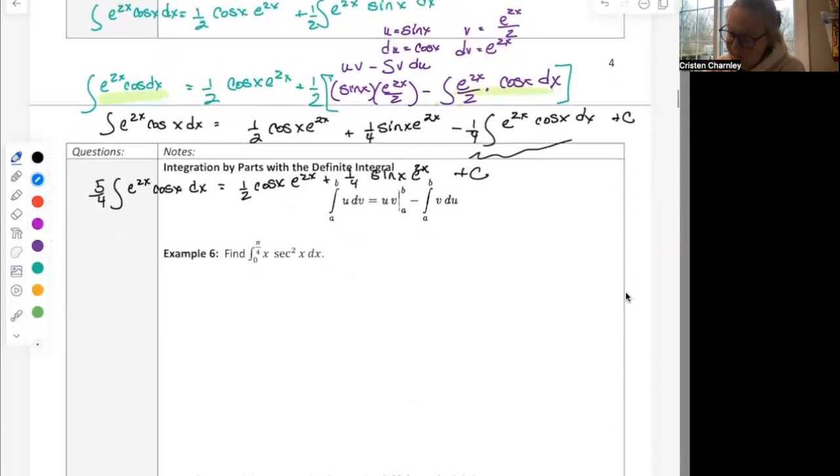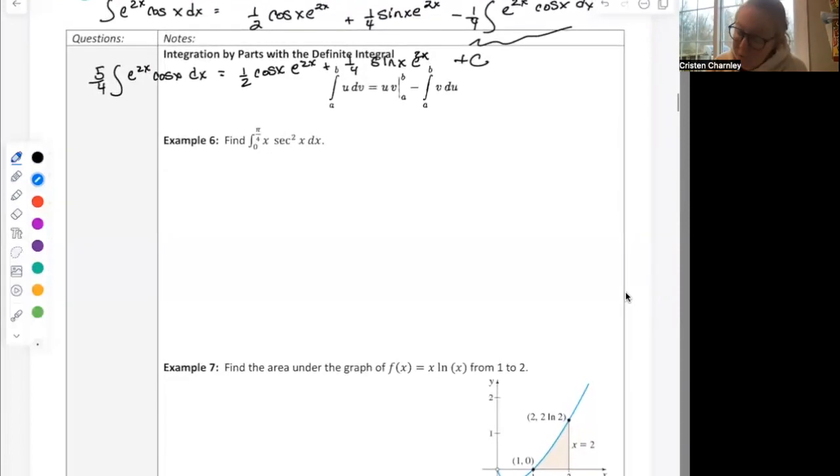So we can do this with a definite integral. Your a and your b get transferred to the right-hand side of that first piece, and then it's still on the integral of the second piece.